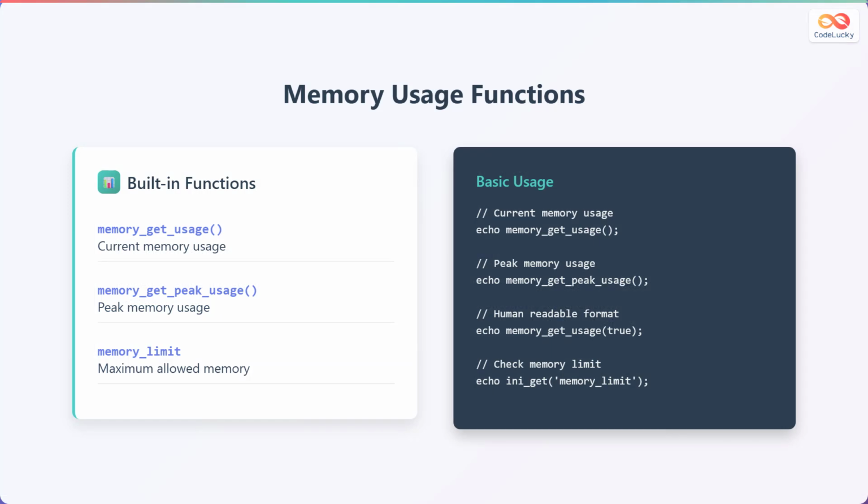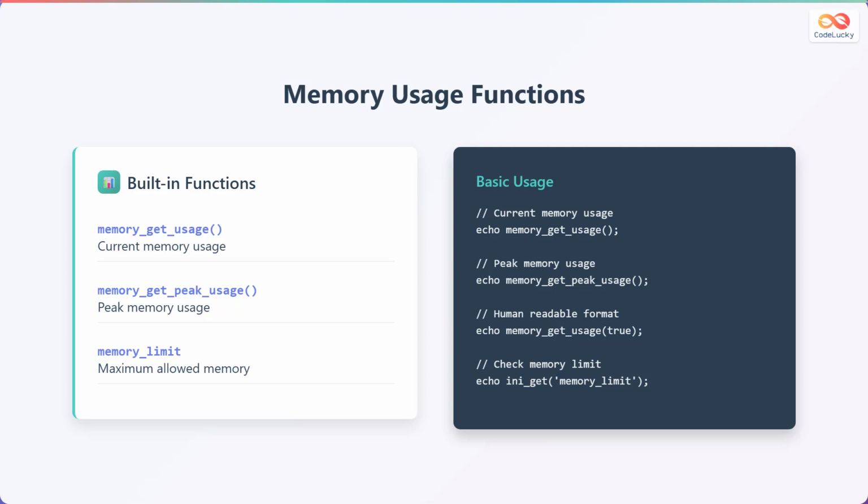PHP provides several built-in functions to help you monitor memory usage. The first one is memory_get_usage. This function returns the amount of memory in bytes that's currently being used by your PHP script. Next, we have memory_get_peak_usage. This function returns the peak amount of memory in bytes that has been used by your script. Finally, memory_limit is not a function, it shows you the maximum amount of memory in bytes that a script is allowed to allocate. Now let's look at a basic example.